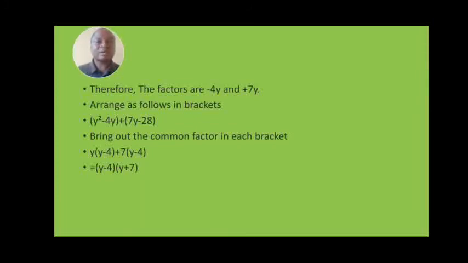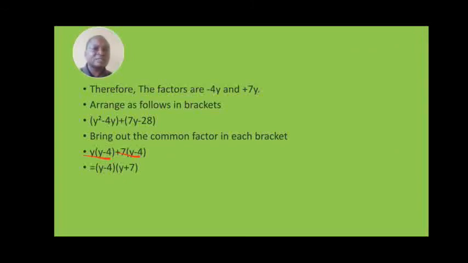So you put them in bracket that you can see, and the next step, you bring out the common factor in each bracket, just like we did before. So when you do that, you can see that in the first bracket, y is common. You bring out y. Then you have in bracket y minus 4. Then in the second bracket, you can see that 7 can divide that 7y, and 7 can also divide 28. So 7 is common. When you bring out the 7 there, you're going to have also y minus 4.